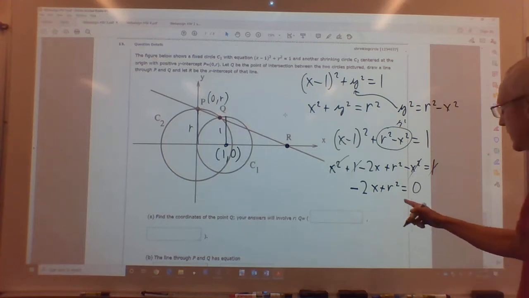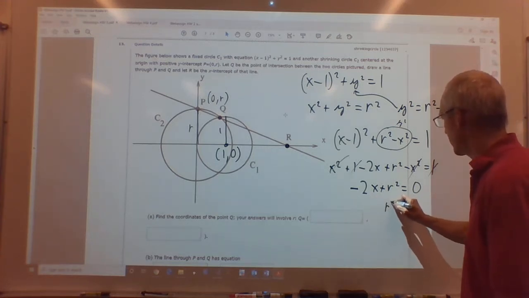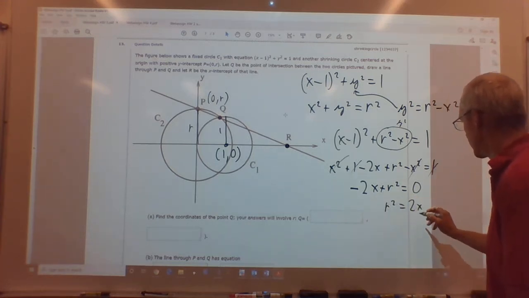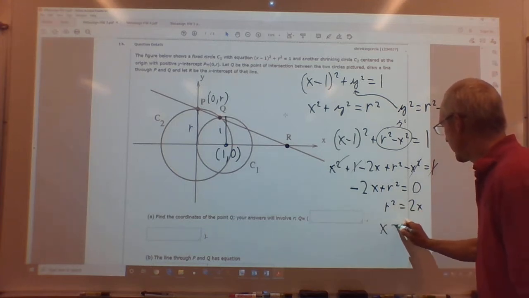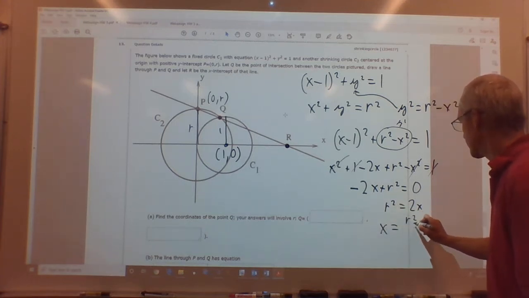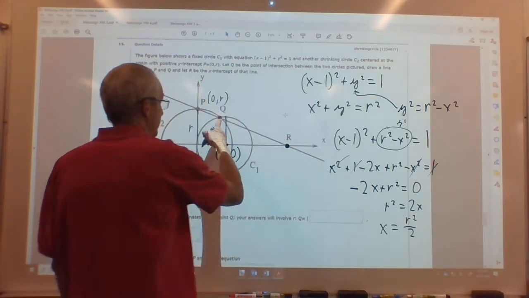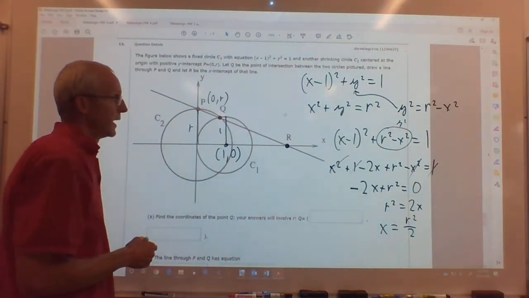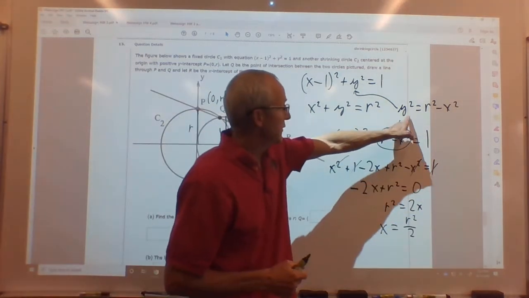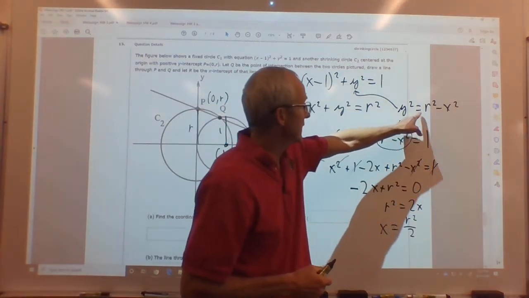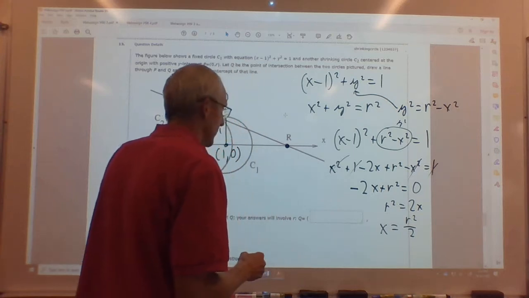Well, that's pretty easy. Put the negative 2x over here. R squared is equal to 2x. Divide both sides by 2, so x is equal to r squared over 2. So the x value of this point is r squared over 2. Now we can figure out the y value because we know what y squared is. Y squared is r squared minus x squared.